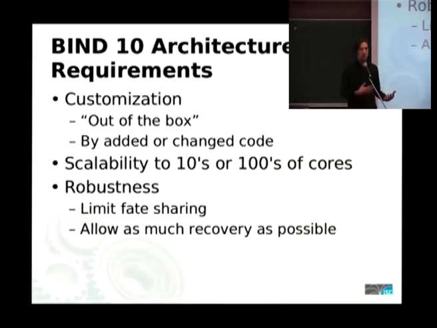There's a few requirements which went into the architecture, which I'll talk about, and I'll talk about the actual architecture in a couple of slides here. One of the issues is that we want it to be customizable, both out of the box, where you just install it and then you can change it and have it run only the pieces that you want. The other requirement is that you need to be able to add or change the code easily. I mentioned the scalability to tens or hundreds of cores. And then the obvious one is robustness. We want to avoid these problems that we had with Bind9. We want to limit this fate sharing that I just discussed. And if a problem is discovered, we want to allow the system to recover as much as possible.